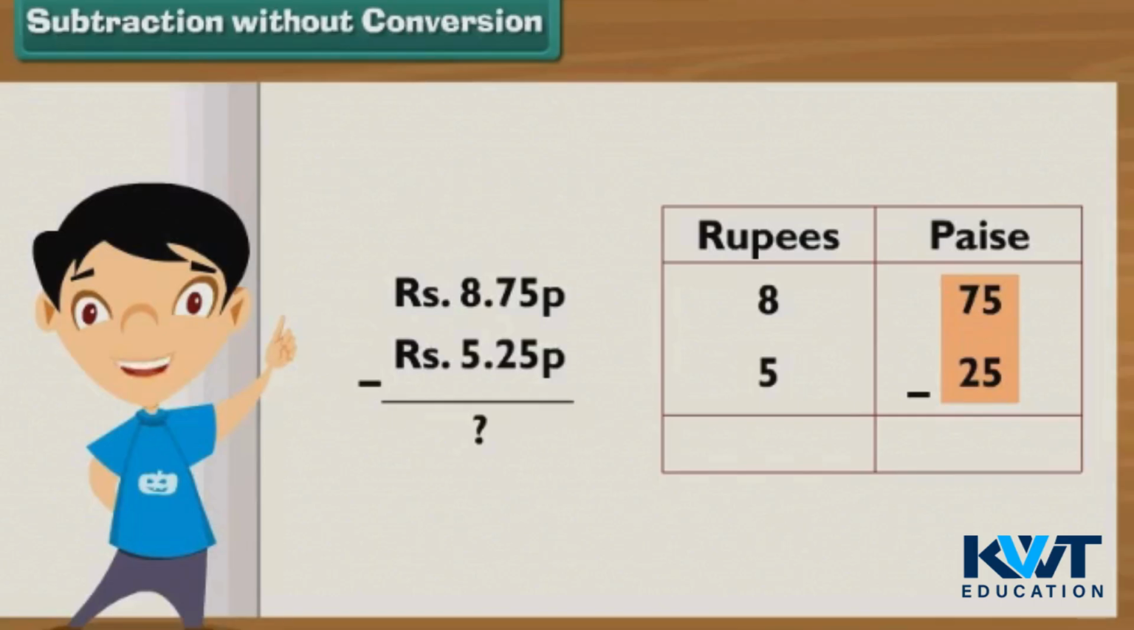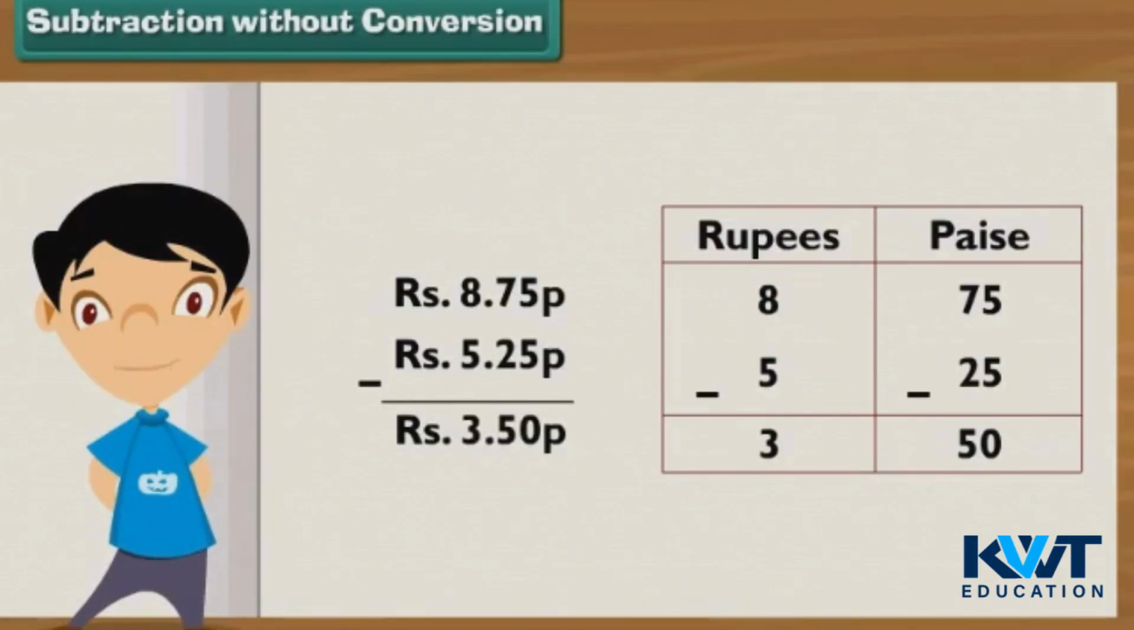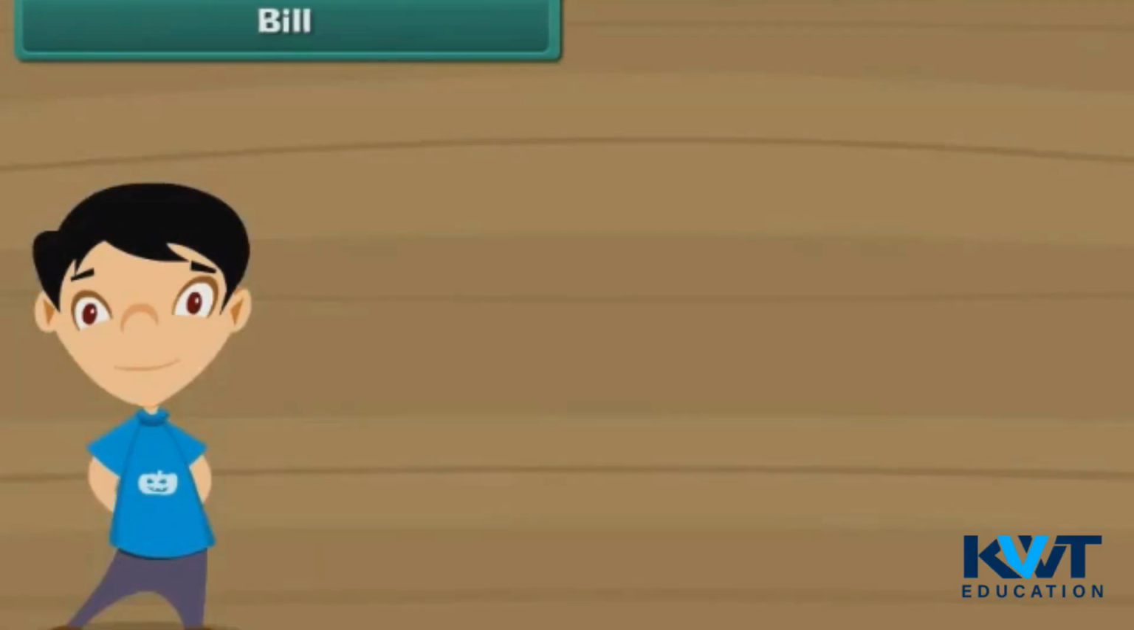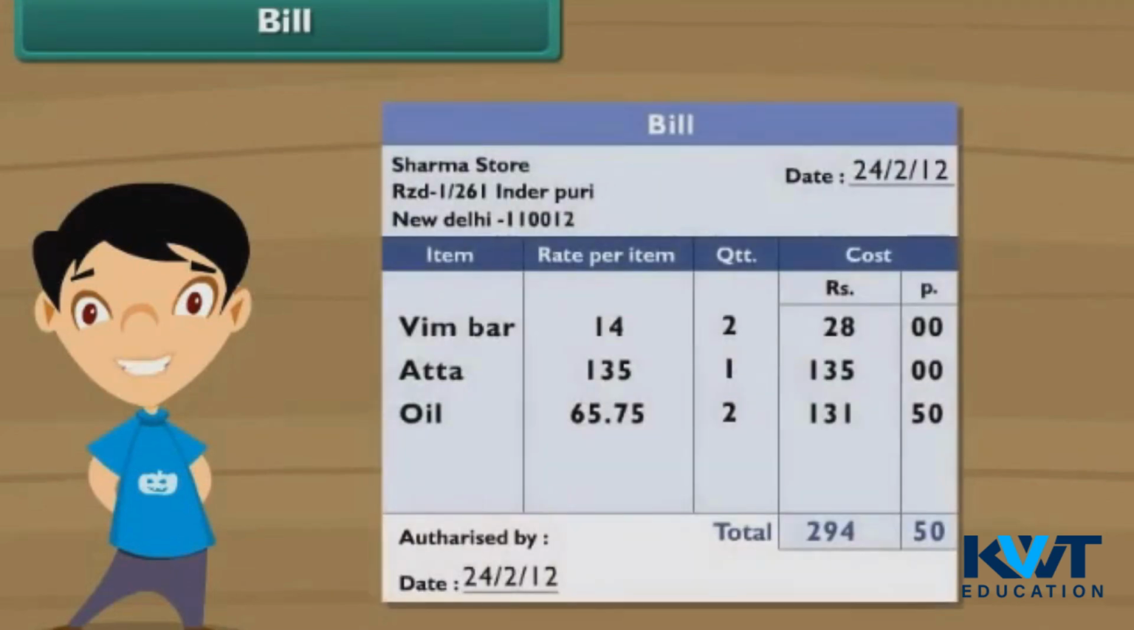Subtract 25 from 75 to get 50. Write 50 in the paise column. Subtract 5 from 8 to get 3. Write 3 in the rupee column, so the answer is 3 rupees 50 paise. Bill. Do you know what a bill is? Bill is a piece of paper which contains details of all the purchases made by you from a shop. The details include the names of the items purchased, their costs, and the total.